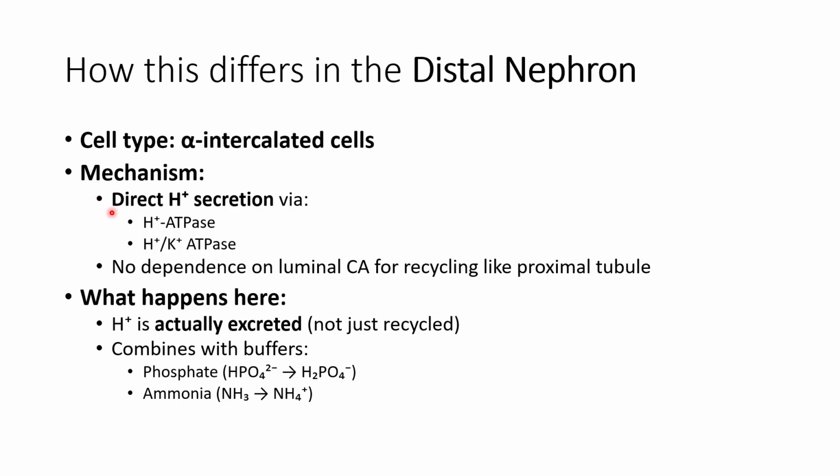So unlike the PCT, in which it was bicarbonate dependent, sodium dependent, with so many other channels involved and involvement of carbonic anhydrase, the alpha intercalated cell directly causes H plus secretion via H plus ATPase and H plus K plus ATPase. So there is no recycling or dependence on carbonic anhydrase. Basically, unlike the PCT, where the H plus was just being recycled again and again, here the H plus ion, that is the acid ion, is actually excreted. And once inside the lumen, it combines with buffers like the phosphate buffer and ammonia buffer so that the pH of the urine is maintained. And this also prevents any further reabsorption of H plus.